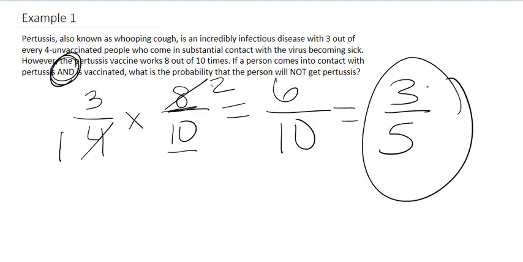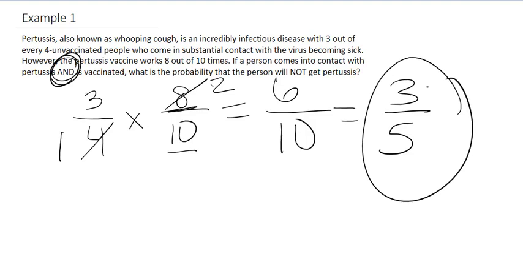Before we move on to the next example, let's talk about what this means though. If the person is not vaccinated, then there is a 3/4 chance of getting pertussis. If the person has spent a lot of time around the person who is ill, that is the same as a 75% chance of getting it. We get this number by dividing 3 by 4 and then turning the decimal into a percent. This is something you'll learn about later.